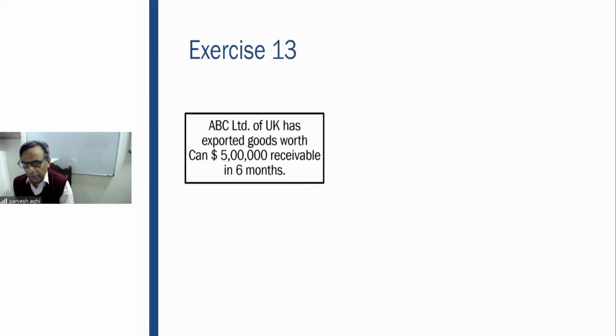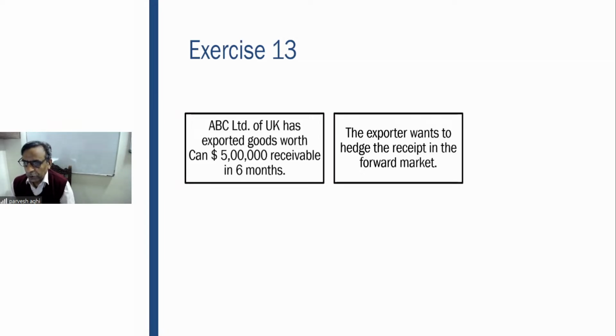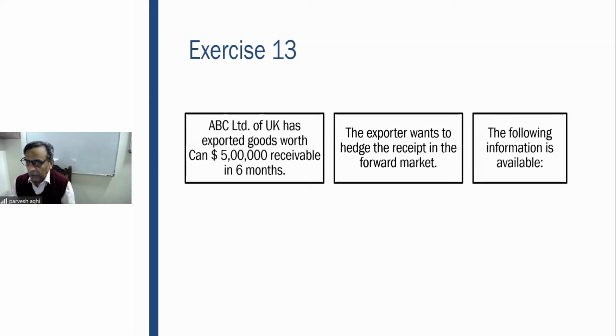Now, ABC Limited of UK has exported goods worth Canadian dollars 5 lakh, receivable in 6 months. So here I'll be asking some questions, so please be prepared to answer them. The exporter wants to hedge the receipts in the forward market. So this is a person in UK and he has exported goods worth 5 lakh Canadian dollars. So he's going to receive this money after 6 months. So he's exposed to Canadian dollars and he's himself in UK. So he wants to hedge.